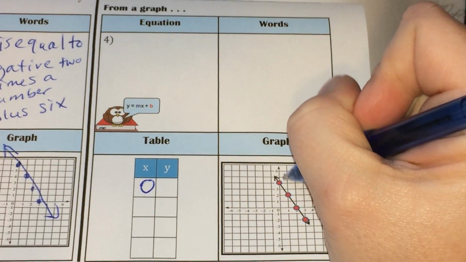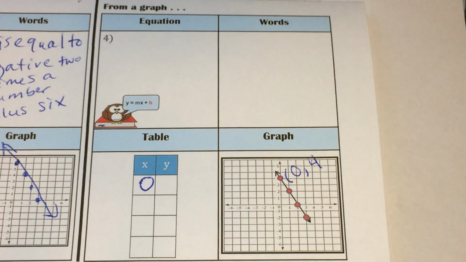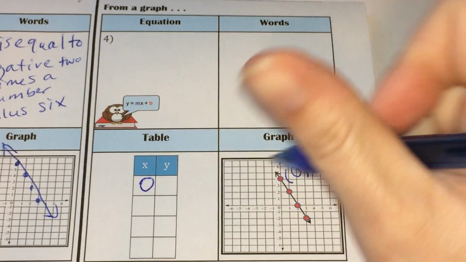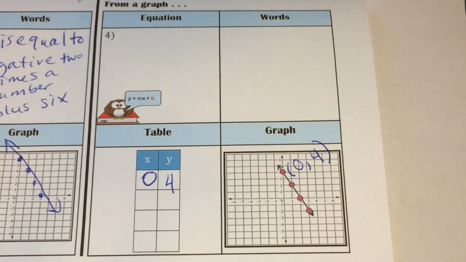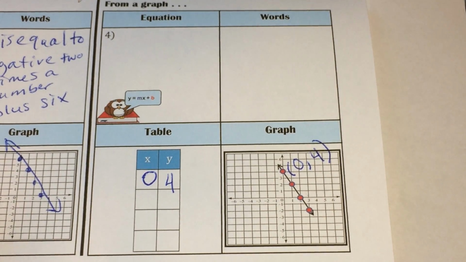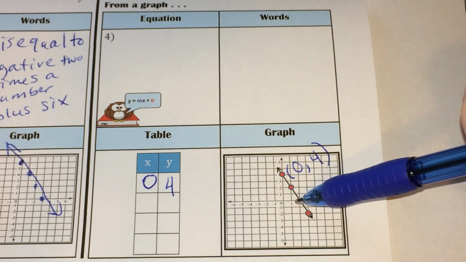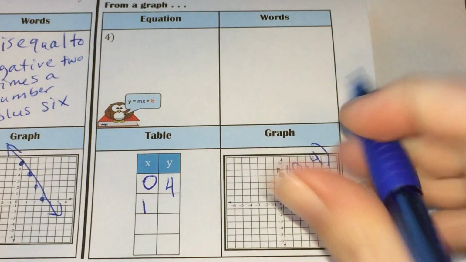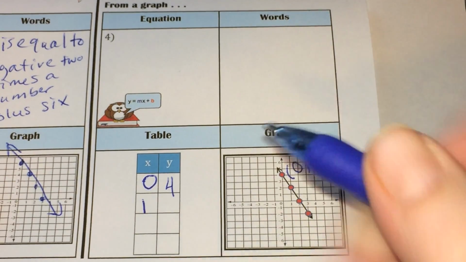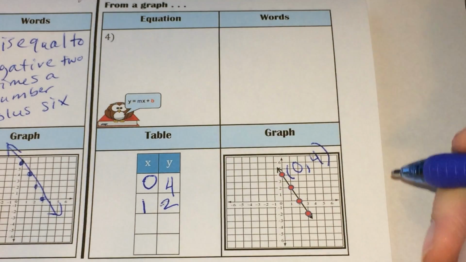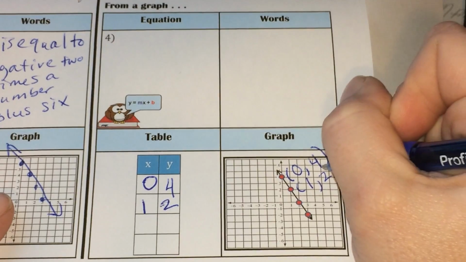When x is 0, then on the graph, y is 1, 2, 3, 4. There's a point there at 0, 4. So when we plug in 0 for x, our y is 4. For 1, when we go over 1, that means our x would be 1. When we go over 1, our y is 1, 2. So our coordinates at that point are 1, 2.